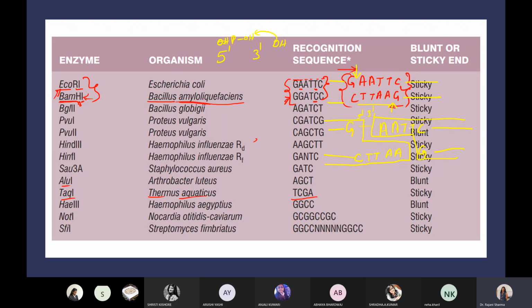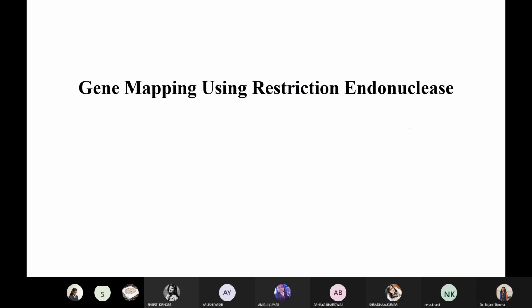Till now, about the concept of restriction endonuclease, is there any problem? No?